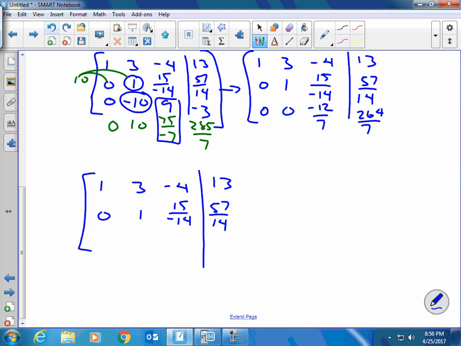I multiply by the reciprocal, correct? So I multiply everything here by the reciprocal, because when you divide by a fraction, you multiply by the reciprocal. So this becomes a 0, this becomes a 0, that becomes a 1. I divided every one of these entries by negative 12 sevenths. So when I take 264 over 7, and I multiply it by the reciprocal, the 7's cancel, and I get 264 divided by 12, but it'll be negative.